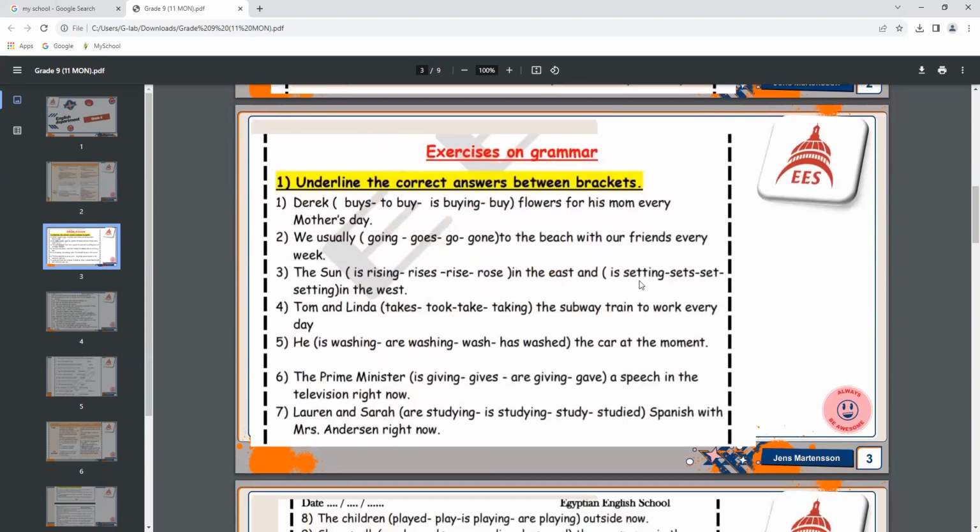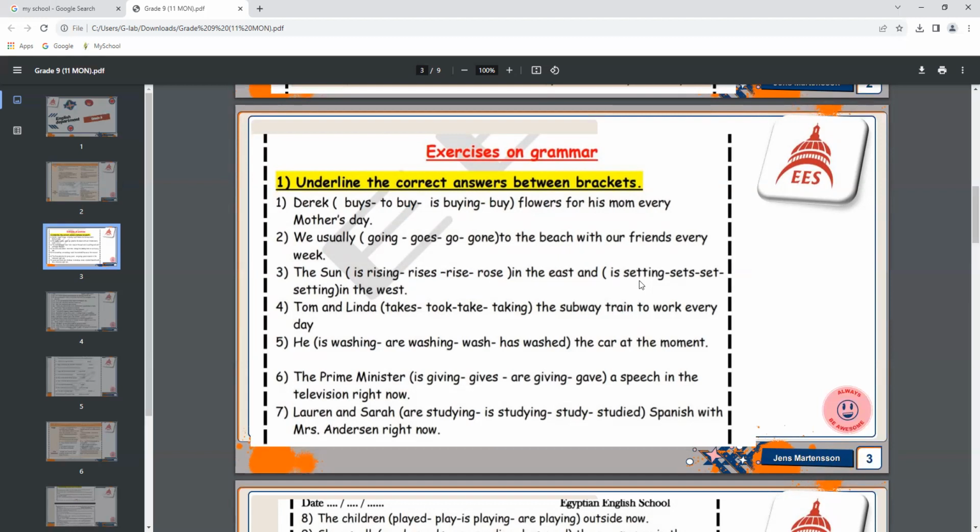Number one, we have Derek flowers for his mom every Mother's Day. This is something that happens every year. So I think we tend to use present simple here, and we have Derek. So Derek buys flowers for his mom every Mother's Day.